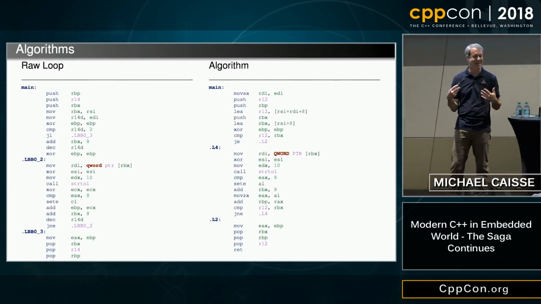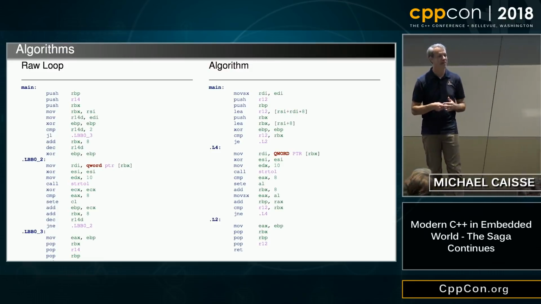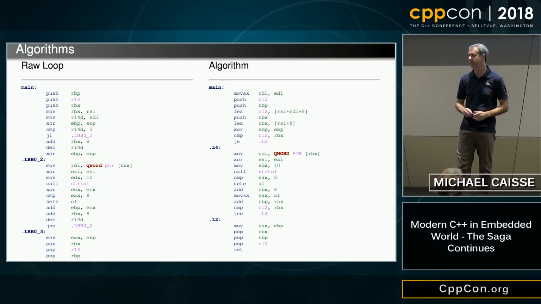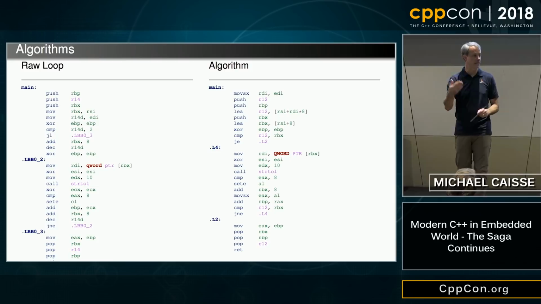This is what we would expect. The raw loop and the algorithm basically produce the same output. There are some minor differences, but for all practical purposes, it's basically the same output. That is not intuitive to most embedded programmers who are coming from C and going into C++.